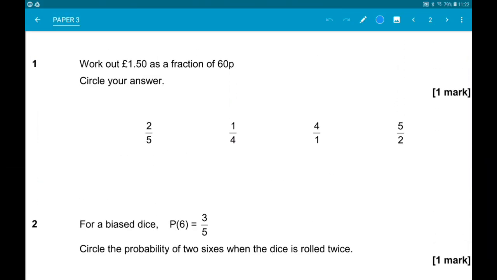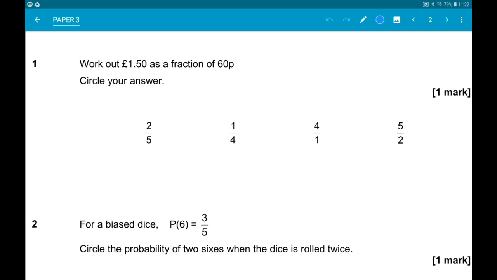Okay then, AQA June 2019 Higher GCSE Maths Paper 3 and let's go. So, number 1. Work out £1.50 as a fraction of 60p.